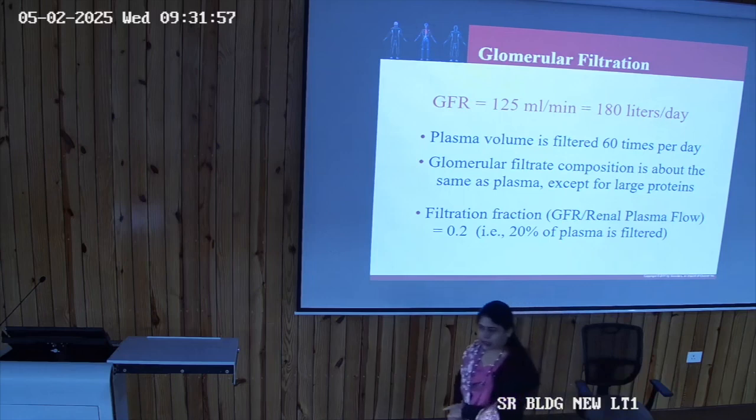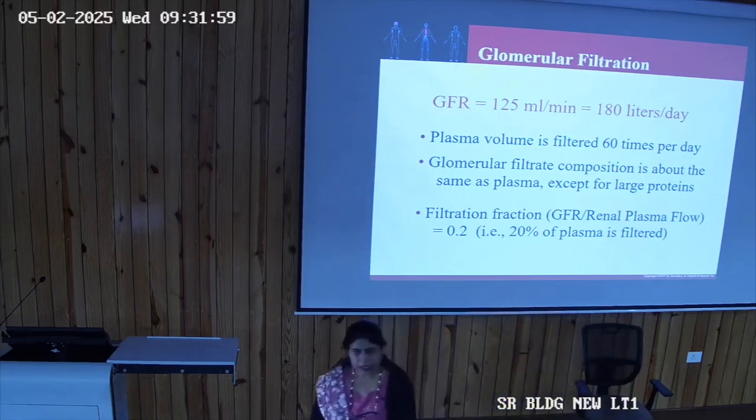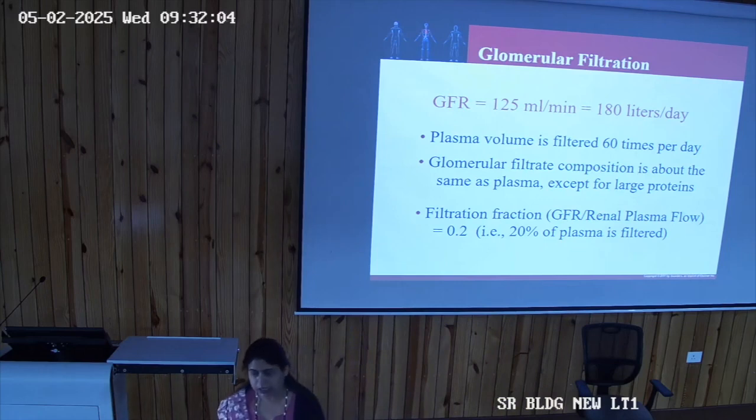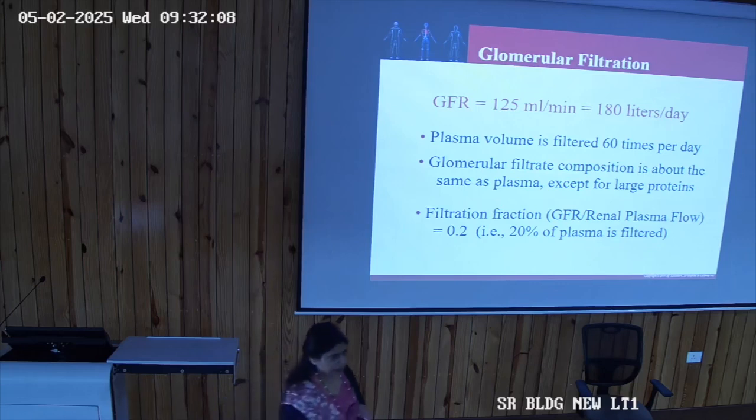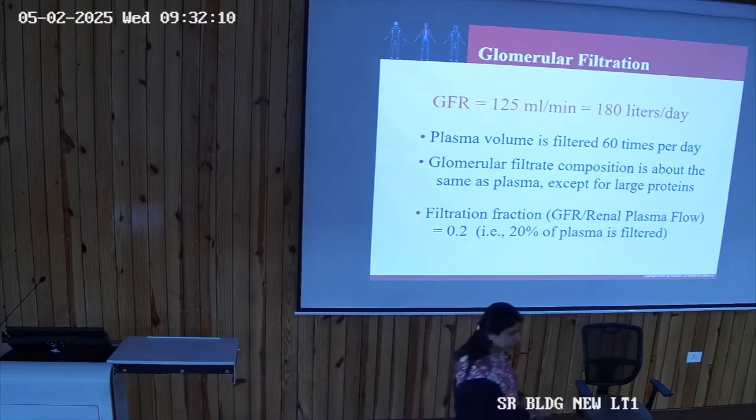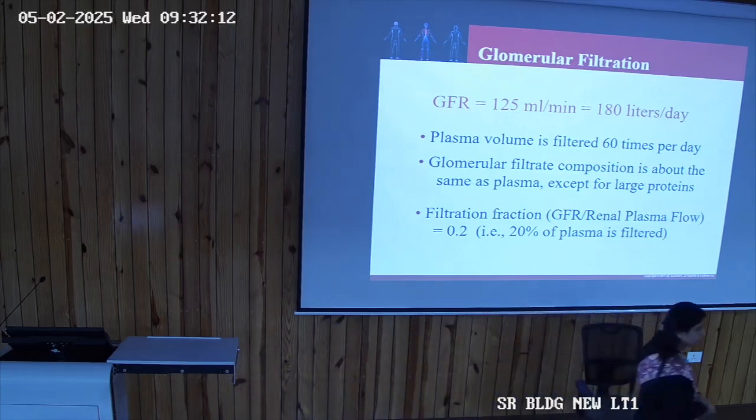What is filtered is, except formed elements and plasma protein, all is getting filtered. Except plasma proteins and formed elements, all are getting filtered. Okay, what are the formed elements? RBC, WBC and platelets. So when urine analysis is done, if RBCs appear, it is not a good sign.